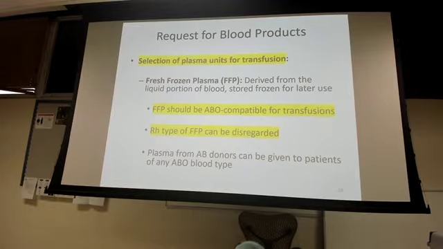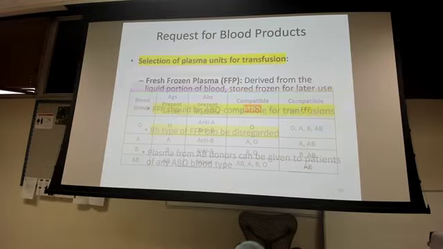All right, so when selecting plasma for transfusions, we use what's called fresh frozen plasma, or FFP. This is derived from the liquid portion of the blood, and it's stored frozen for later use. The FFP should be ABO compatible for transfusions, and with FFP, RH is not a factor. So whether it's positive or negative, you can still transfuse it.